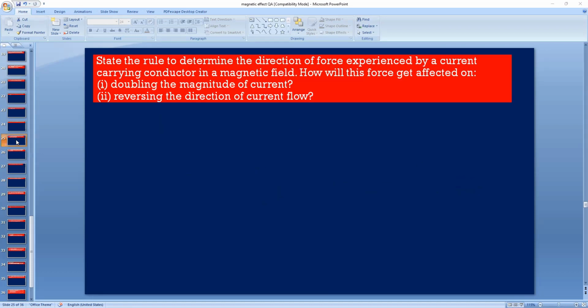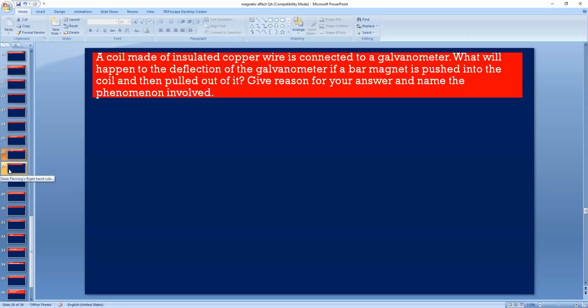Next question. A coil made of insulated copper wire is connected to a galvanometer. What will happen to the deflection of the galvanometer if a bar magnet is pushed into the coil and then pulled out of it? Give reasons for your answer and the name of the phenomenon involved. This is a similar kind of question.